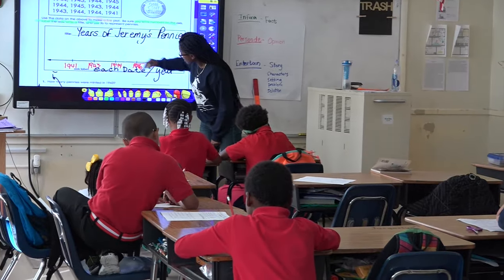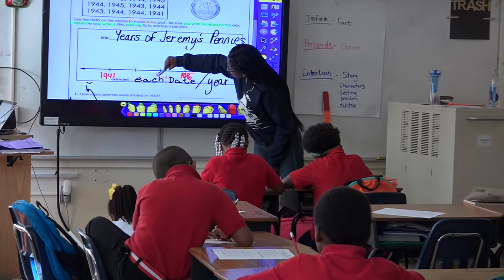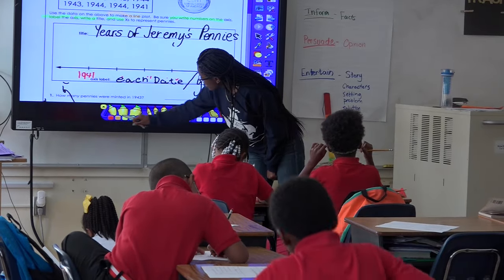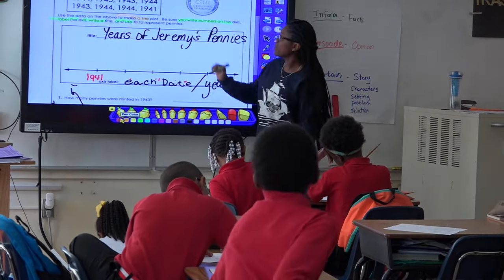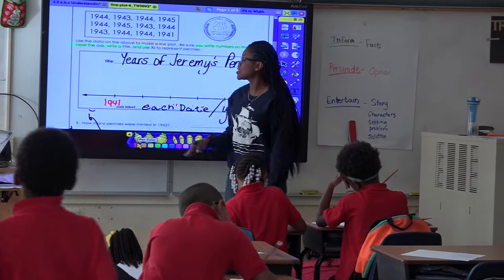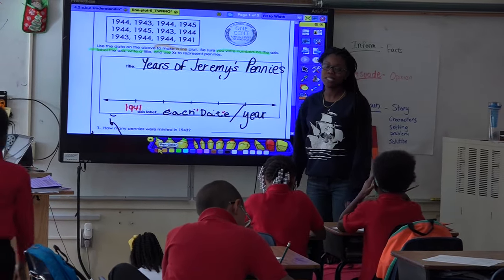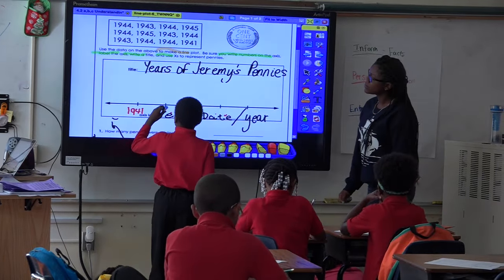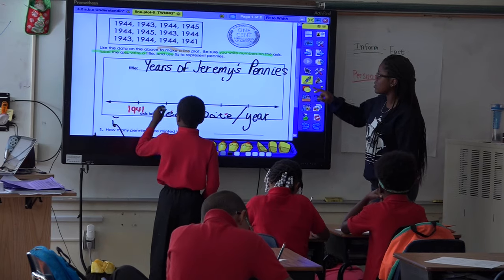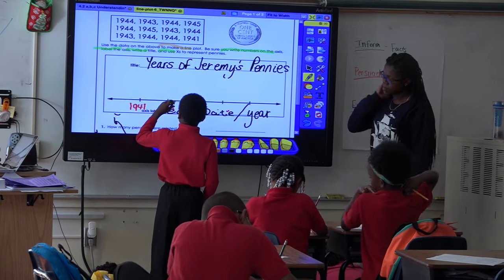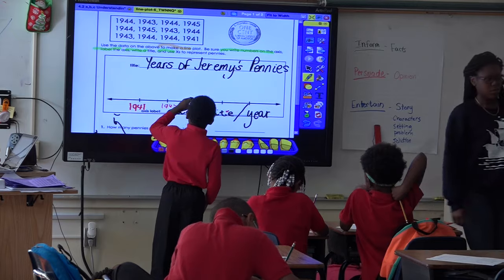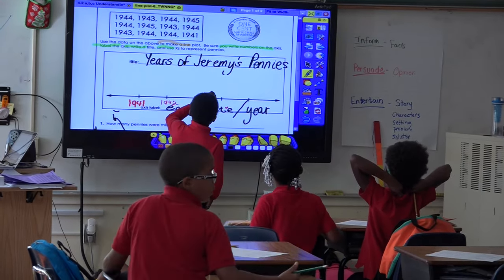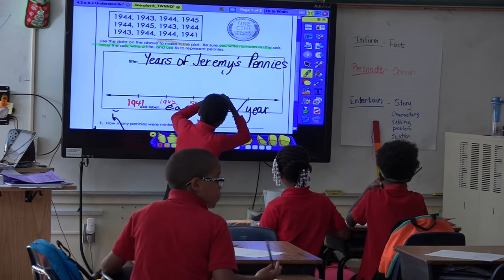So let's erase it. Javon, can you come up and make it correct for us, please? Even if you do not have 1942 up here, don't leave him out. That makes him sad. He doesn't want to be left out. I'm sorry. So if you don't have 1942, go ahead and make that correction to your paper. That's how they're going to try to get you.